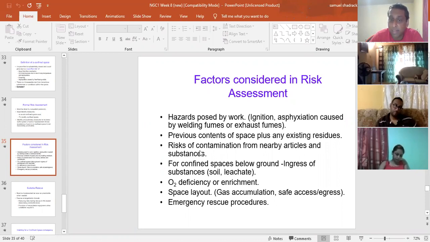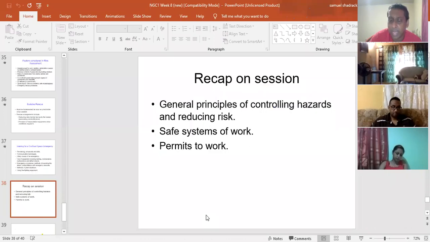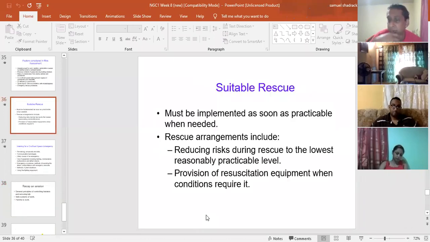Consider the risk of contamination from nearby articles and substances. For a confined space below ground, for example a gas station storage tank, consider the ingress of substances, for example soil and leachate. Consider in those spaces oxygen deficiency or enrichment, the space layout, gas accumulation, and emergency rescue procedures. And that's where we're going to end this one and pick up with emergency rescue tomorrow.